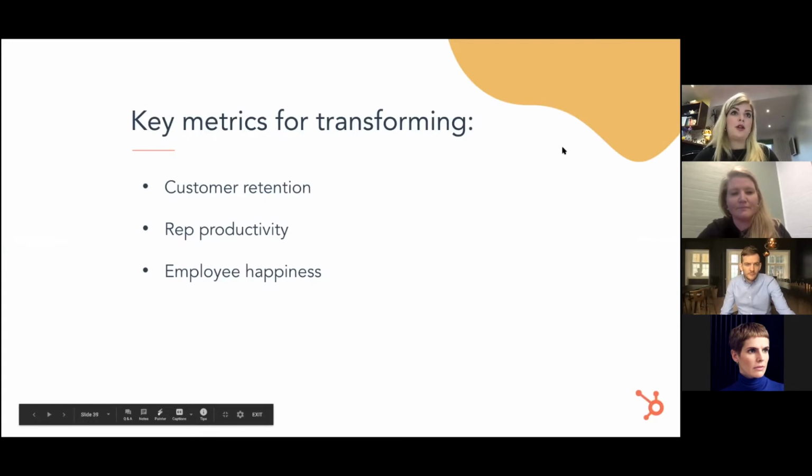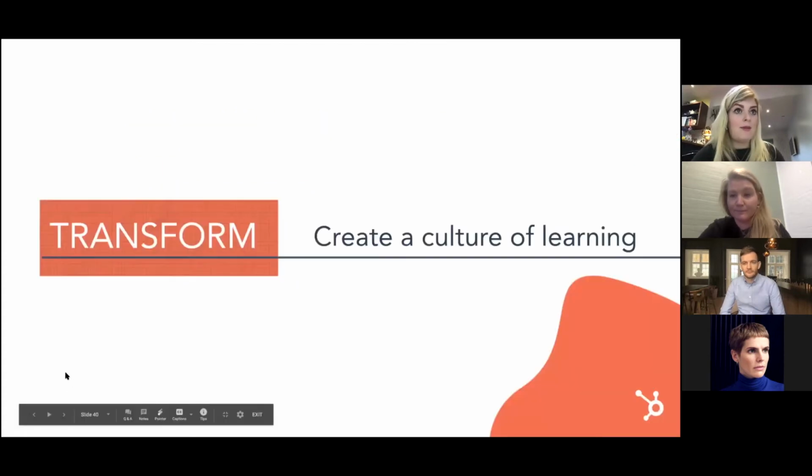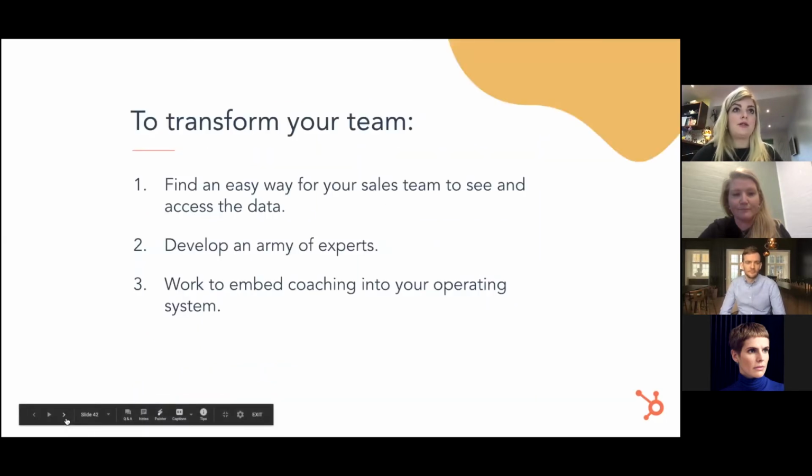So the key metrics for transforming: customer retention. That used to be a bad word in HubSpot years ago when we didn't have a very good product. I think our retention was like 60%. Now we're on 97%. So this can be improved over time. What's the productivity per rep? How many meetings, how many emails are they sending? These are all aspects that you can see working effectively month on month. Are our reps happy? Are our marketing or salespeople happy? Are you happy? And then finally, transform. So again, constant performance, real-time data, coaching, playbooks, sales accountability, all of this leads to success.